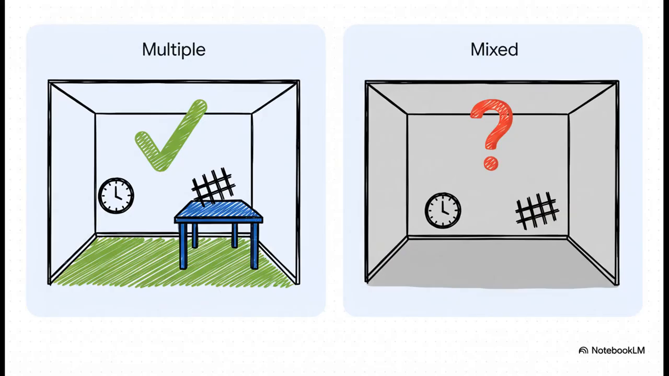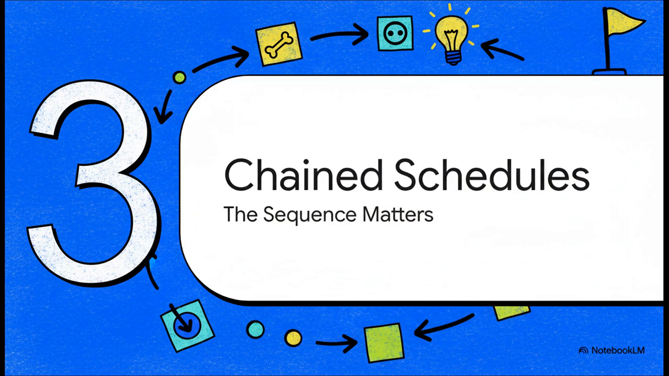This comparison really brings it home. On the left, in our multiple schedule, the green carpet itself becomes the SD that an FI schedule is in effect. The blue table signals that an FR schedule is running. The environment is predictable. But on the right, in the mixed schedule, the learner is in the same room, but the reinforcement contingency just changes without any warning at all. It's totally unpredictable.